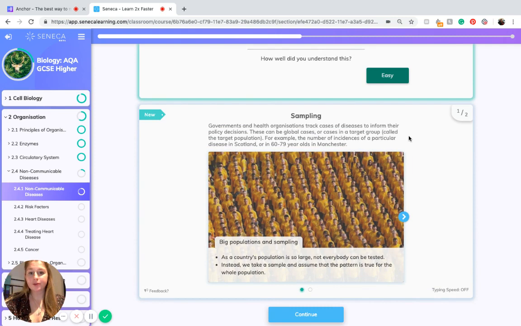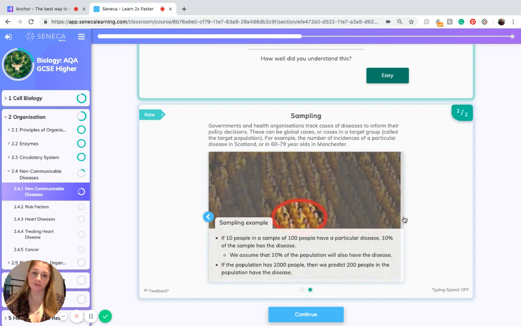Sampling. Governments and health organizations track cases of diseases to inform their policy decisions. These can be global cases or cases in a target group called the target population. For example, the number of incidences of a particular disease in Scotland or in 60 to 79-year-olds in Manchester. As a country's population is so large, not everybody can be tested. Instead, we take a sample and assume that the pattern is true for the whole population.